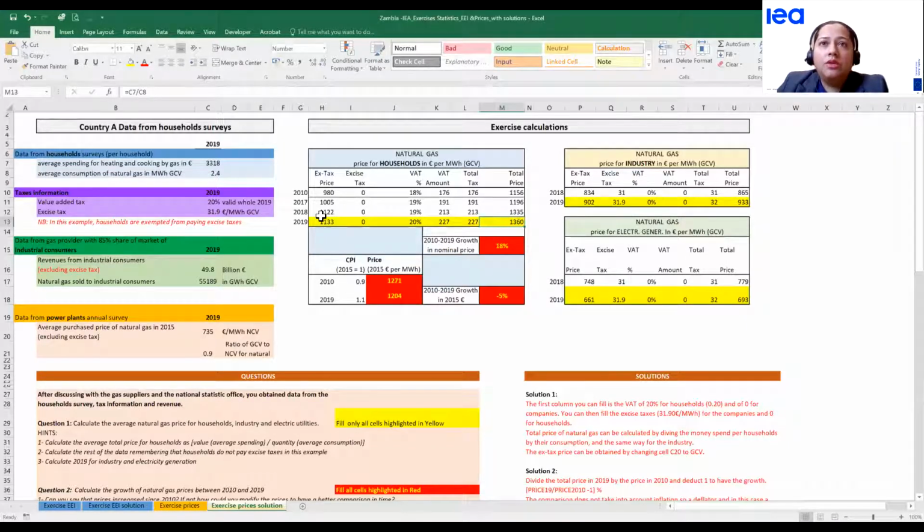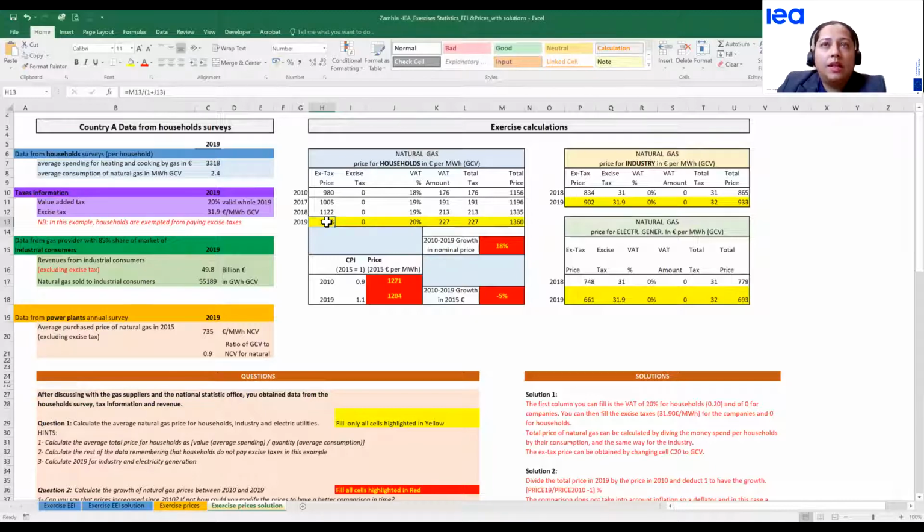So here for household, you can calculate the total price because you have the information on how much they spend for heating and cooking by gas in euro, and also the average consumption of natural gas in megawatt hour GCV. So here, the natural gas price for household in euro per megawatt hour, you take your average spending and you divide it by your consumption. So now you have the information on total price, you have also your VAT. So you can back calculate your ex-tax price based on that information.